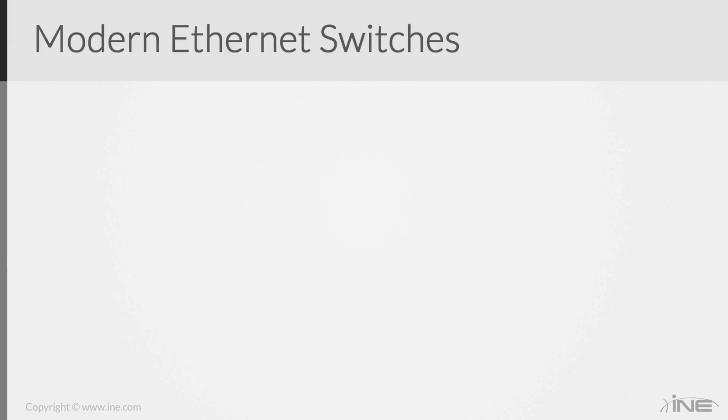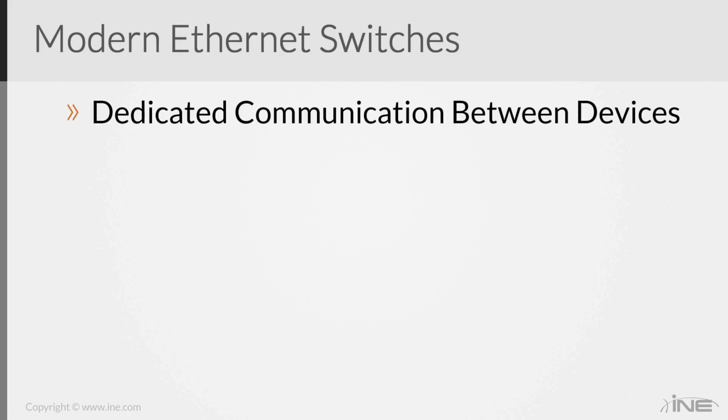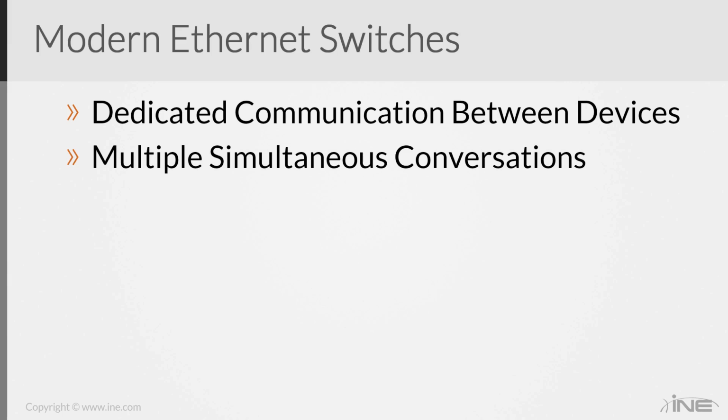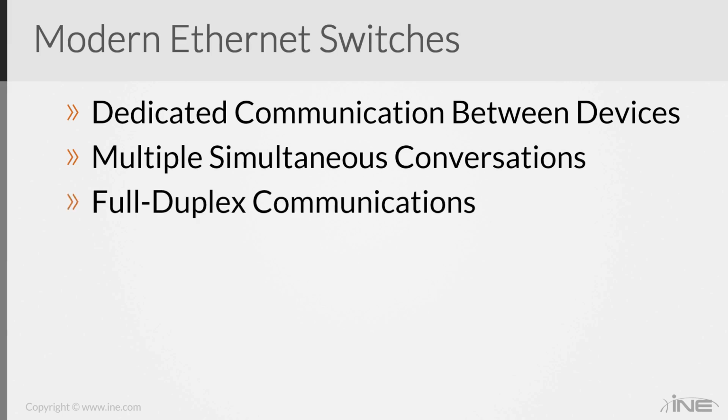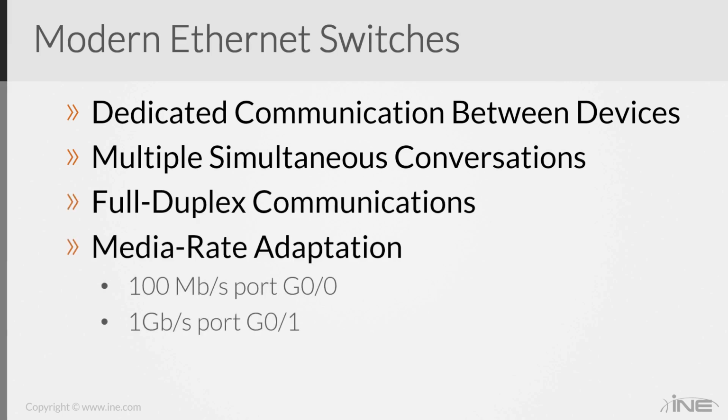Modern Ethernet switches: dedicated communication between devices, multiple simultaneous conversations, full duplex communication, media rate adaptation. So you can have, as it says right there, 100 megs on a port gig 0/0 and 1 gigabit on gig 0/1. So it definitely depends on how you do things.